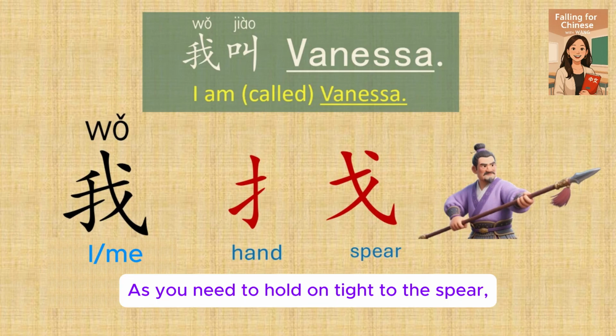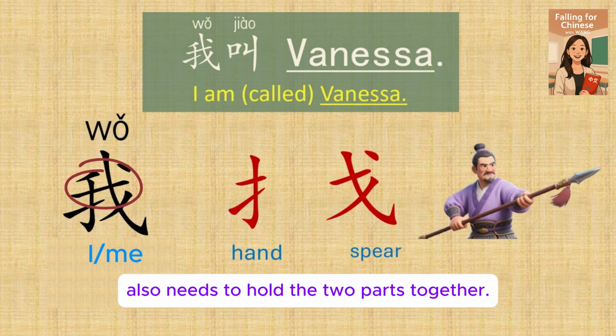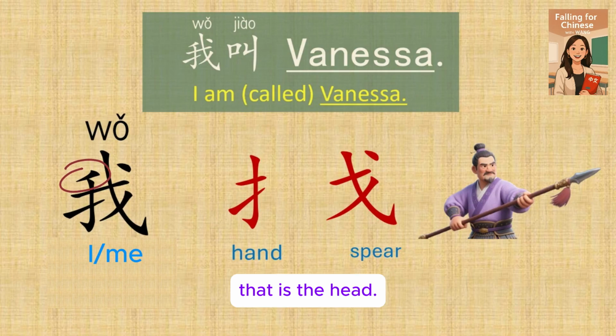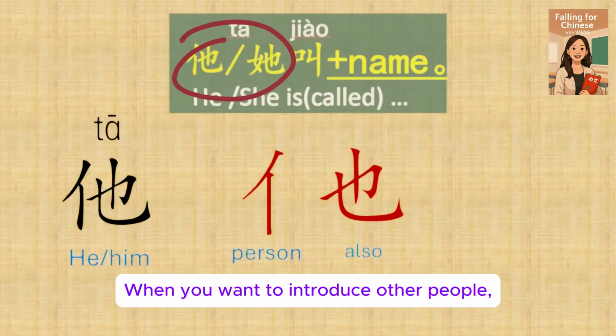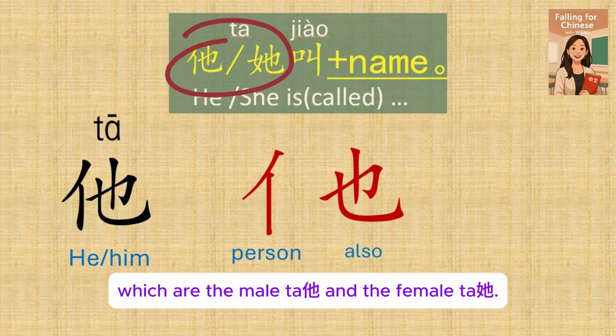As you need to hold on tight to the spear, so the long horizontal line also needs to hold the 2 parts together. Don't forget the dot above the hand. That is the head. When you want to introduce other people, you need to use different pronouns, which are the male ta and the female ta.